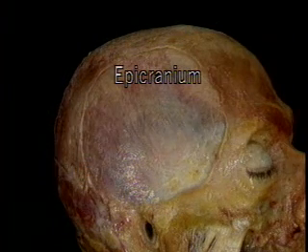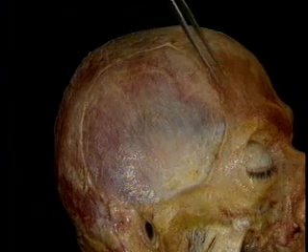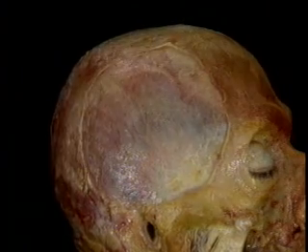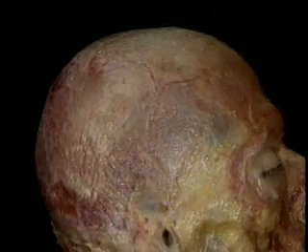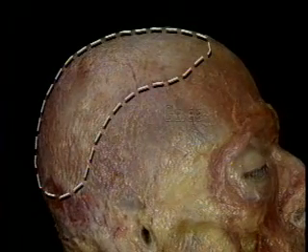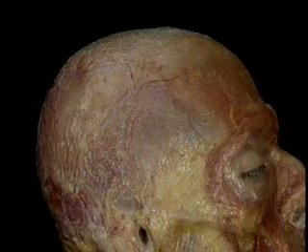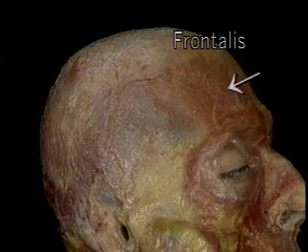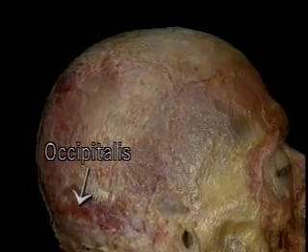the epicranium. The epicranium is formed partly by tendon, partly by muscle. To see it better, we'll add all of it to the picture. Over the dome of the skull, the epicranium is formed by a sheet of tendon that's known as the galea, or galea aponeurotica. Two muscles are attached to the galea. In front, the frontalis, and behind, the occipitalis.